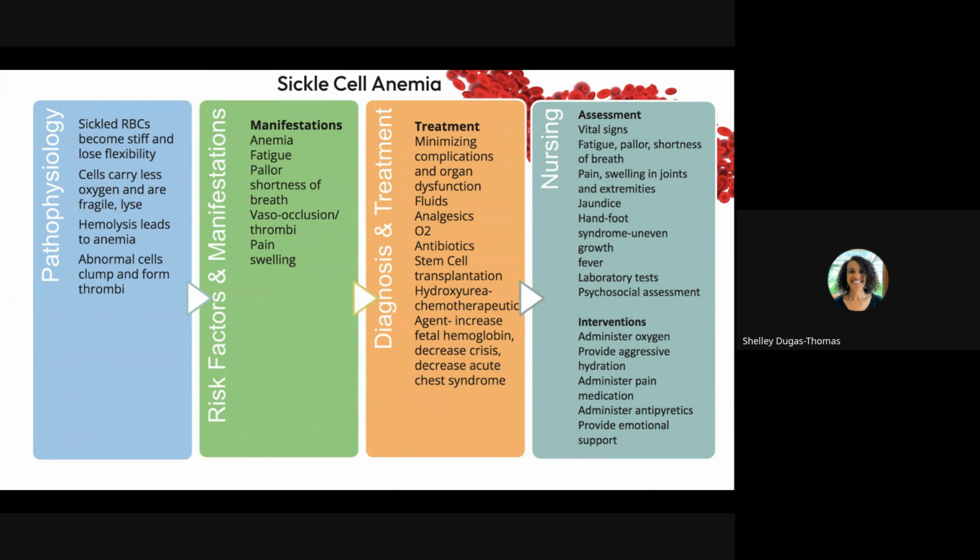The pathophysiology is it is an autosomal recessive disorder caused by the sickle hemoglobin gene. So we'll talk a little bit more about how that gene creates a malformation in the actual red blood cell. We're going to talk a little bit more about the crises, but some of the manifestations would include fatigue, pallor. The biggest one for this is excruciating joint pain.